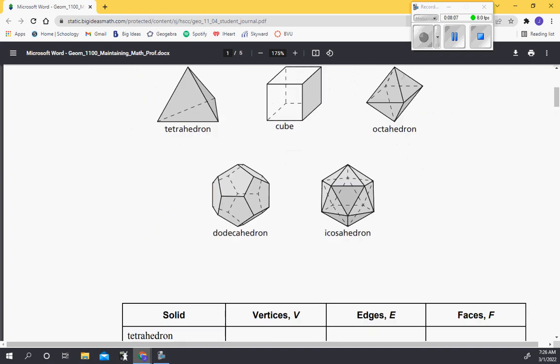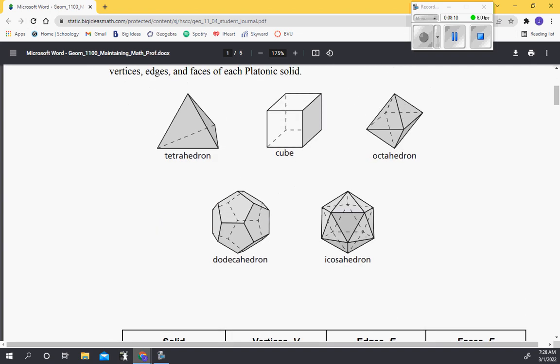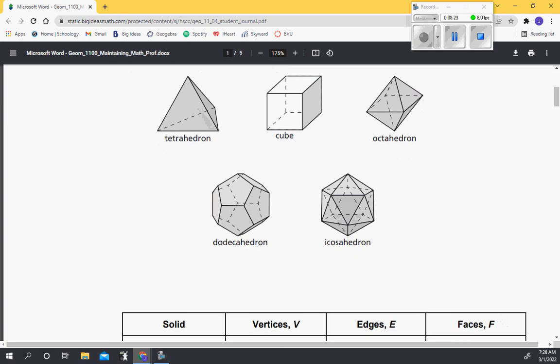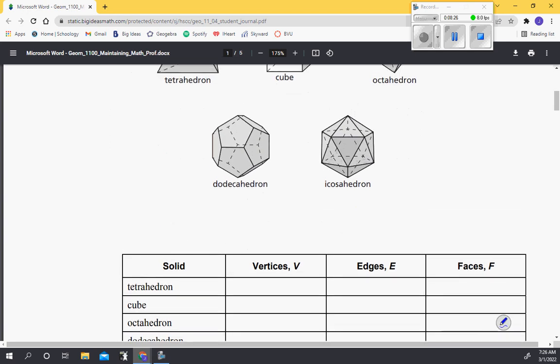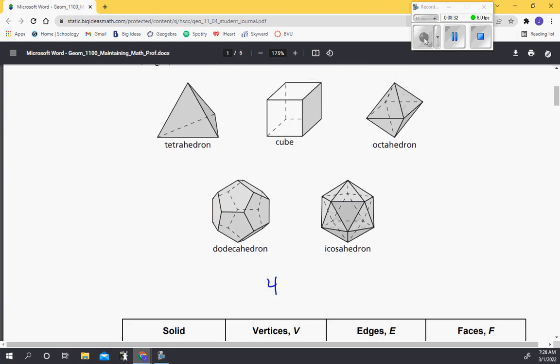So, tetrahedron, we're going to first talk about the vertices. And remember, vertices are the points. Point here, point here, point here, point here. So in our table, there are 4 vertices in a tetrahedron. Okay, 4. The edges are 1, 2, 3, 4, 5, and 6. So there are 6 edges.